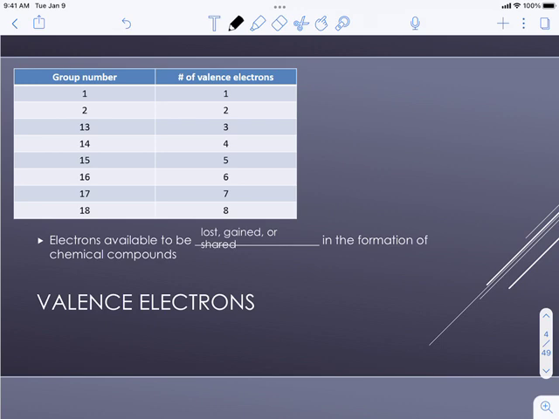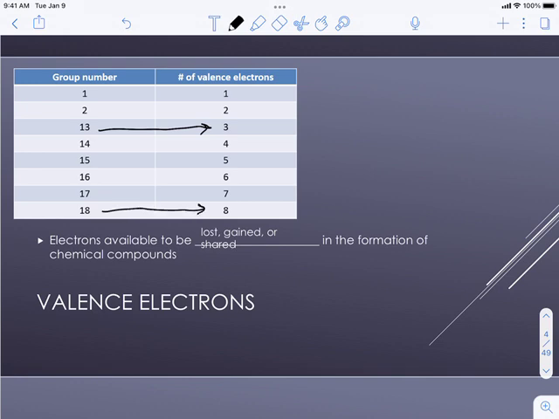The group number will lead you to determine the number of valence electrons. Remember, the group numbers are the columns on the periodic table. Group 1 would have 1 valence electron, group 2 would have 2. We skip the transition metals, groups 3 to 12, and we go over to group 13, which would have 3, and likewise all the way to group 18, which would have 8.